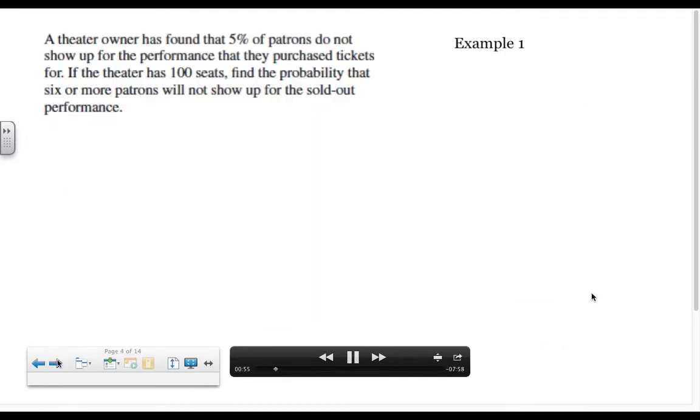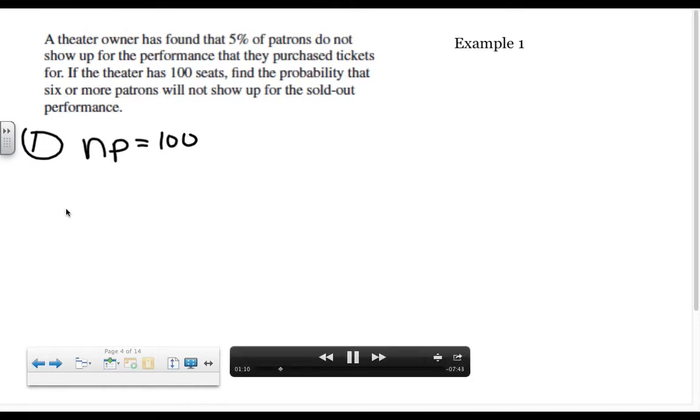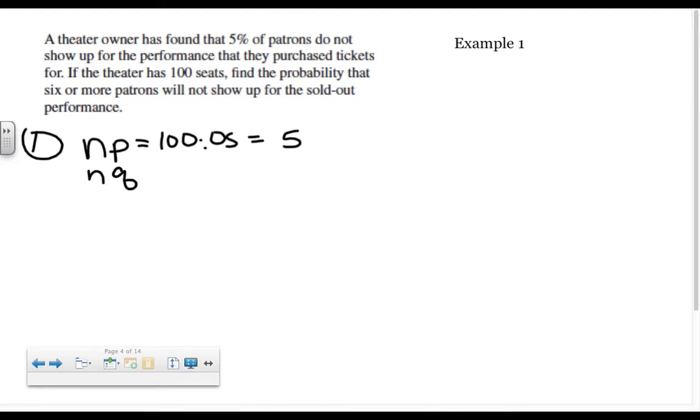So, example 1. A theater owner found that 5% of patrons did not show up for the performance if they purchased tickets for. If a theater has 100 seats, find the probability that 6 or more patrons will not show up for the sold-out performance. So step 1, check to make sure we can do it. 100 times 0.05 is 5. So it says it's greater than or equal to 5, so this is okay. And then 100 times 0.95 is 95. So it's definitely a go. Okay, we can use the normal approximation for this.